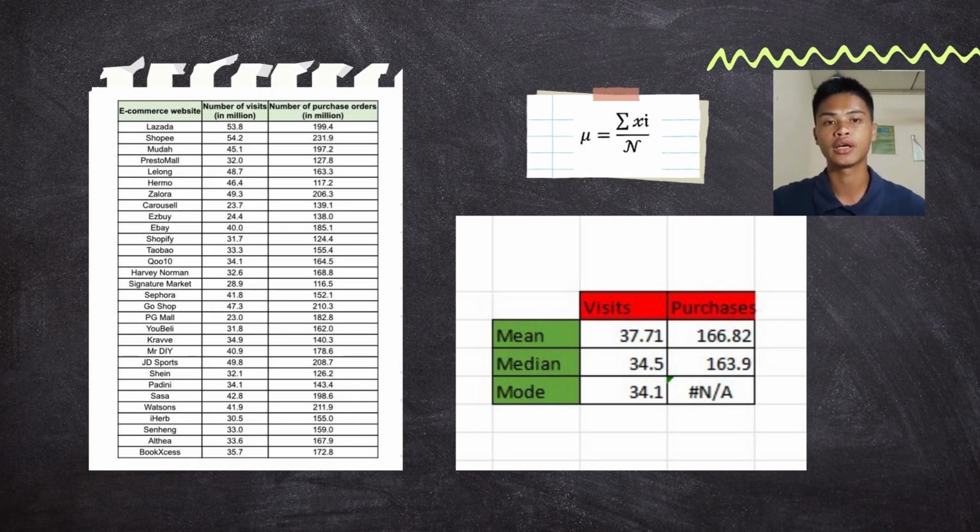And the last one, for the mode, we need to find the number that appears the most. For visits, it will become 34.1, while for the purchases, there are no numbers that appear the most, so there is no answer.